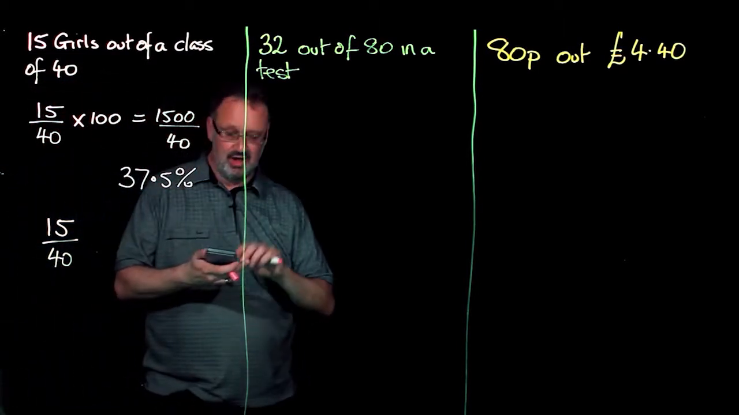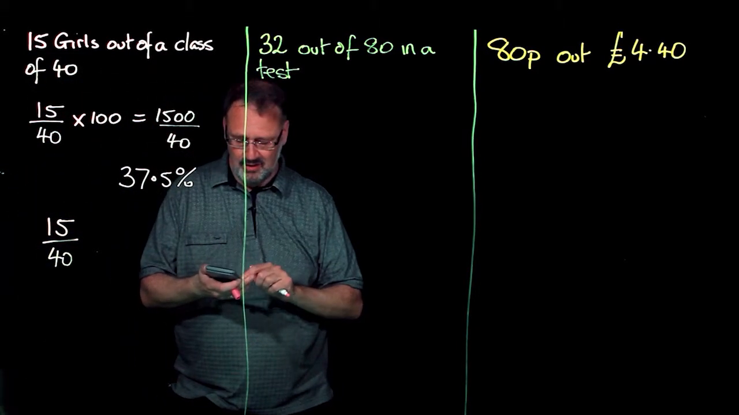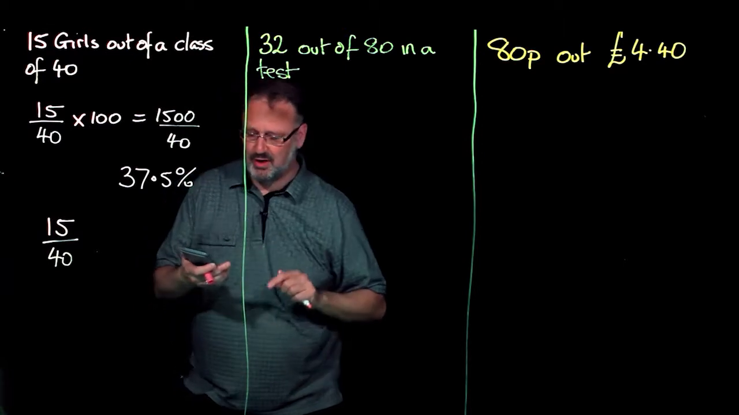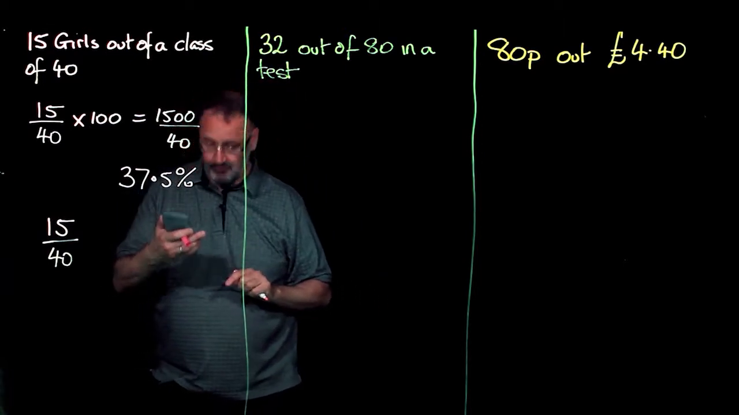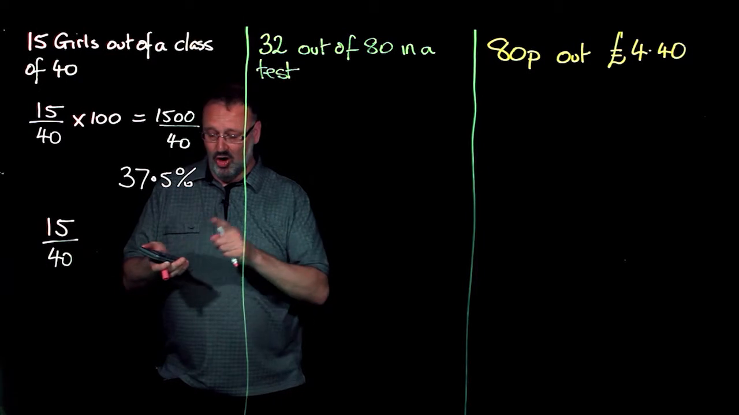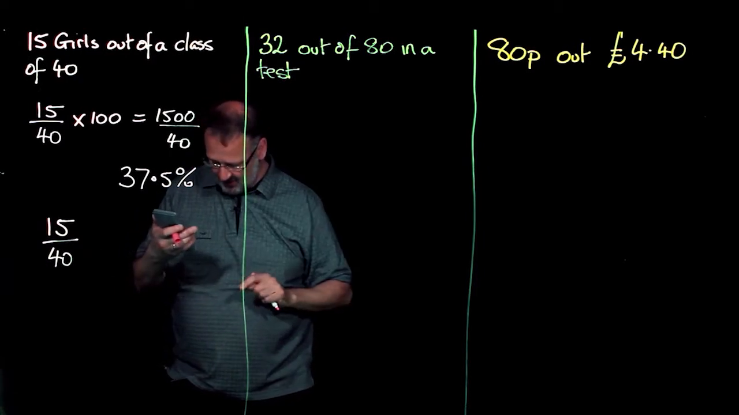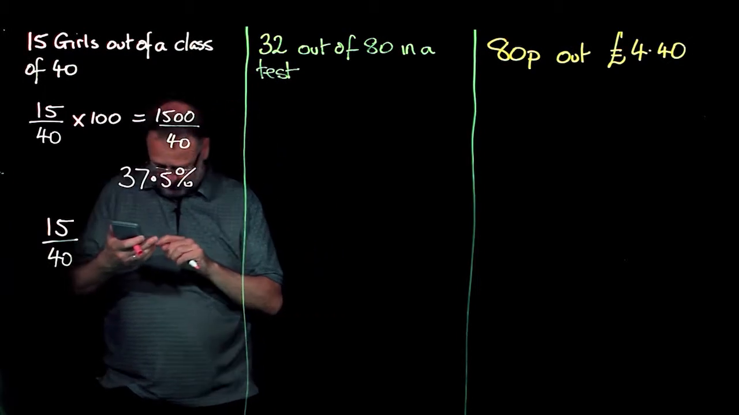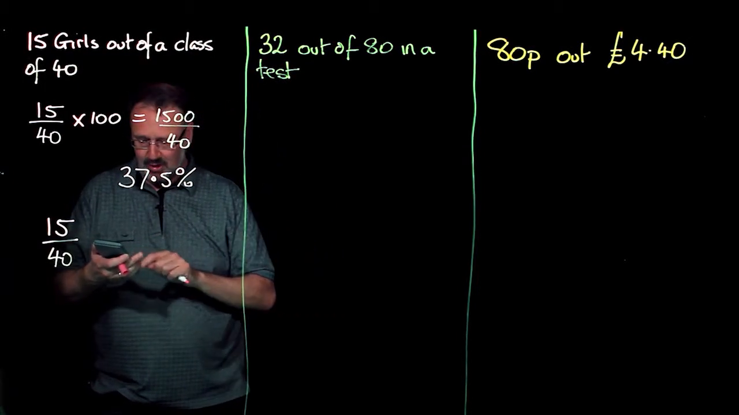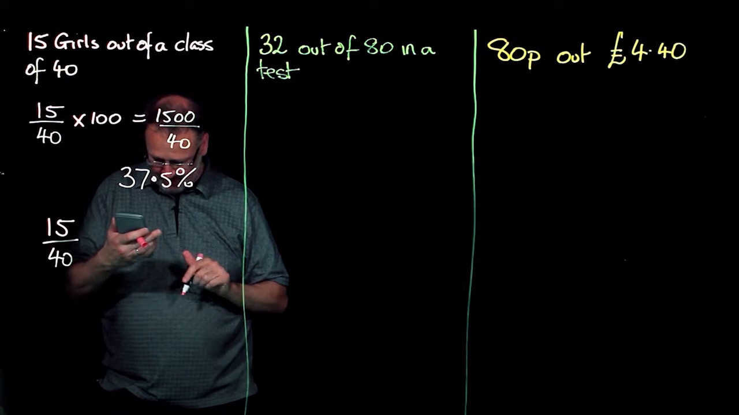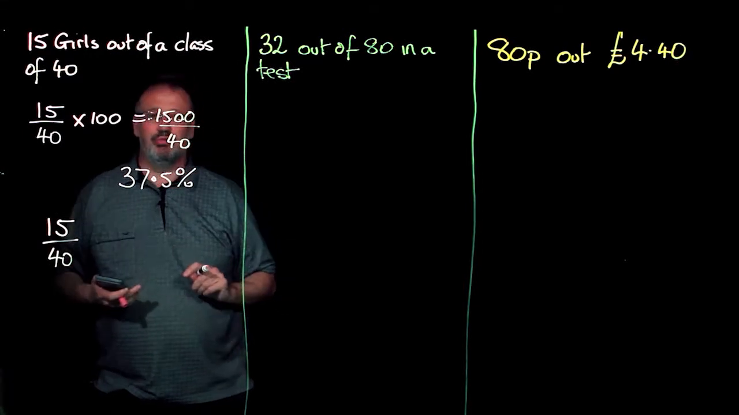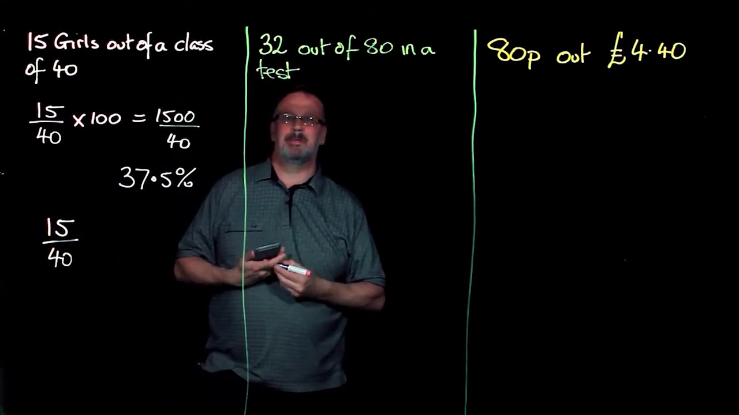Now, some of you may well have a calculator that if we were to put 15 over 40 into it, and I have one here of this variety, 15 divided by 40, push my equals button, it gives me the fraction of 3/8. On my calculator, I have an S to D button. By pushing that, it will automatically give me 0.375, multiply by 100, and that gives me 37.5%.